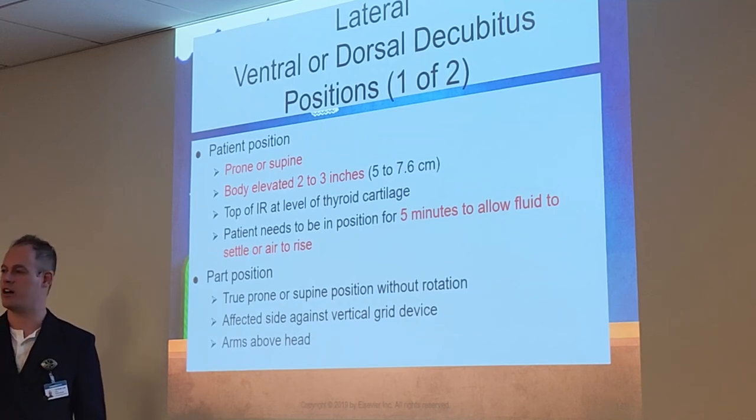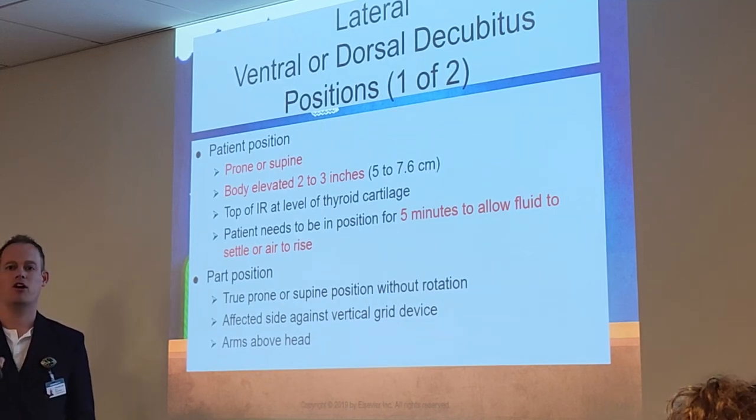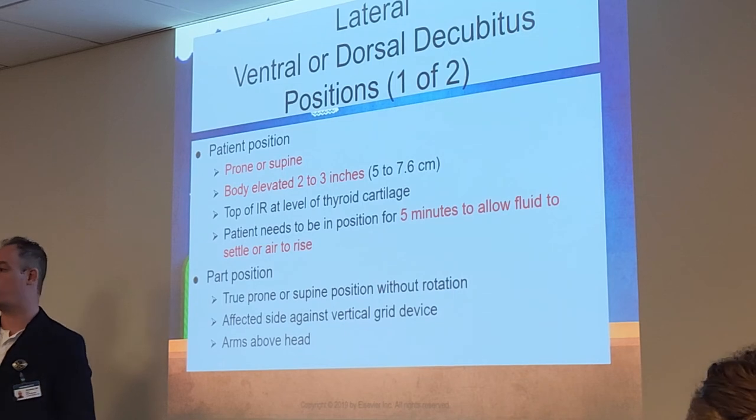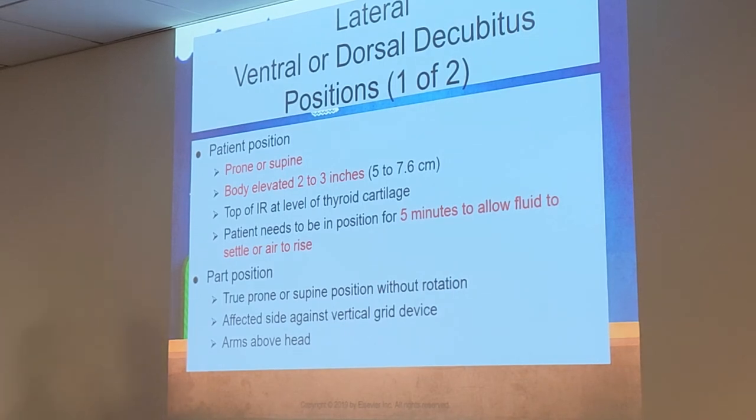We're still doing a horizontal beam across the table. So position will always be prone or supine, depending on what we want to visualize. We're still elevating the body 2-3 inches to make sure we're not cutting anything off, so we're putting those pillows and sheets underneath their back or their belly. A little bit different: the top of the IR for the decubes will be at the level of the thyroid cartilage, approximately C4.